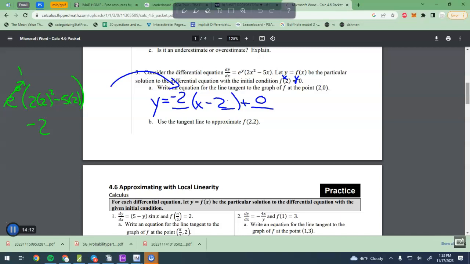And then use the tangent line to approximate. All you're doing is plugging in. They didn't even ask you if it was over or underestimate. They didn't even tell you concave up or concave down. What are we doing here? So what's 2.2 minus 2? 0.2 doubled and made negative is negative 0.4, then adding 0 does nothing. If this is concave up, then am I overestimating or underestimating? Under, because the line will go under the curve. And if it's concave down, the line goes over the curve, so you're overestimating.